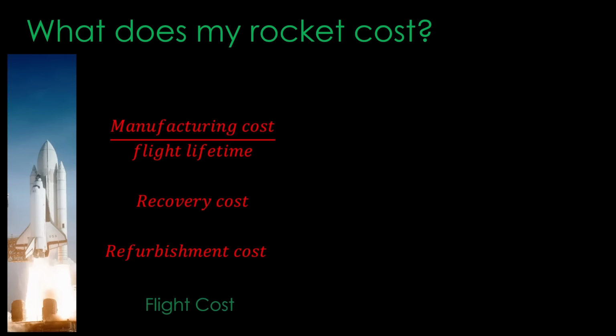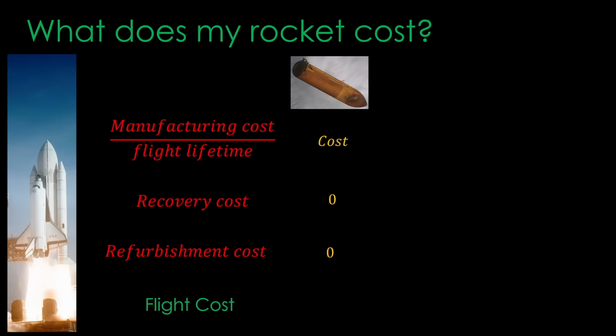Add those up to get the flight cost, sometimes called the incremental cost, how much more it would cost to fly one more time. It ignores all the fixed costs of running a rocket company. Shuttle is interesting because it presents three different kinds of components. The external tank is a traditional rocket component that is expended, so you pay the full manufacturing cost every flight, and there is no recovery or refurbishment cost.